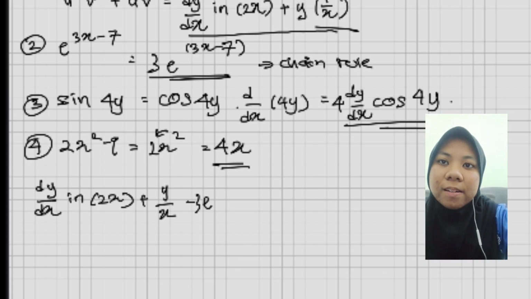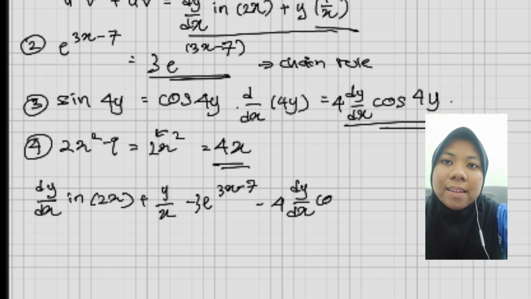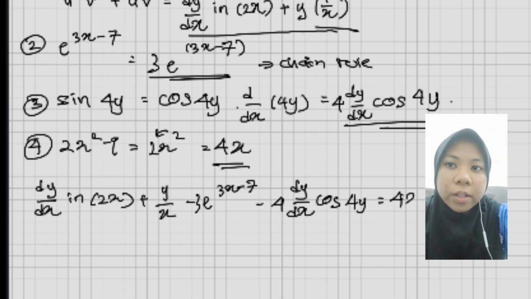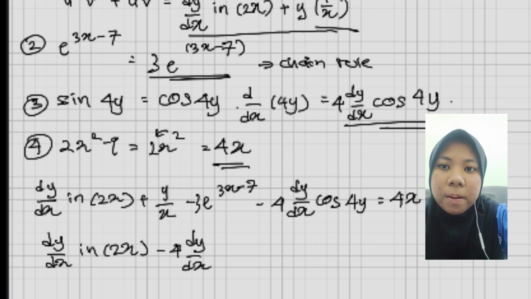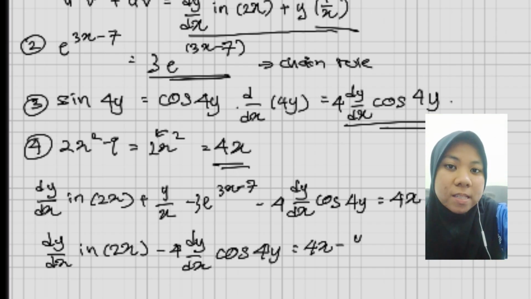And then we arrange our calculated answer by putting the terms with dy/dx on the left and the terms without dy/dx on the right. So the terms that have dy/dx we put on the left. So dy/dx ln 2x minus 4 dy/dx cos 4y equal to 4x minus y over x plus 3 e to the power of 3x minus 7.